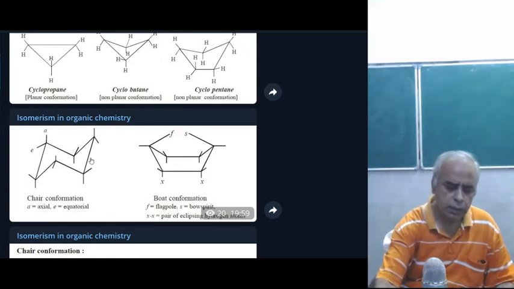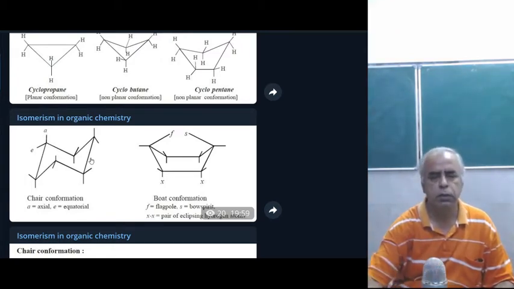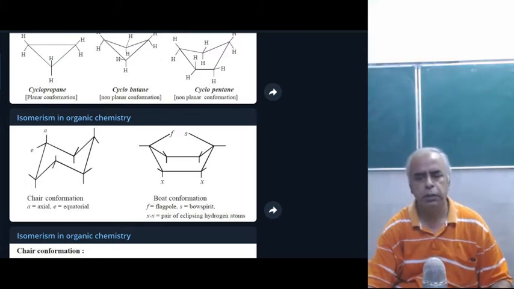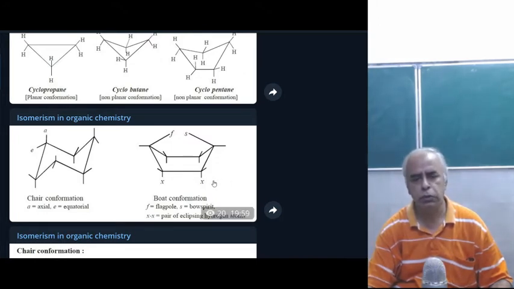And let us consider the other conformer of cyclohexane, which is known as the boat conformer. Boat, it is something like a boat.